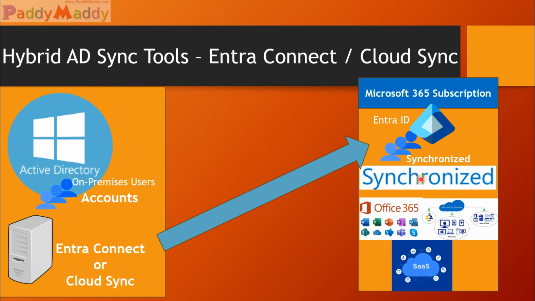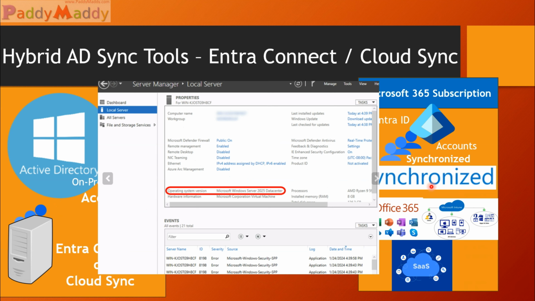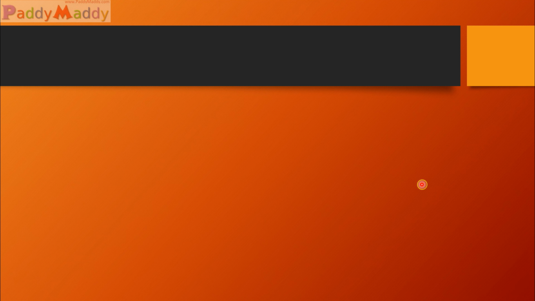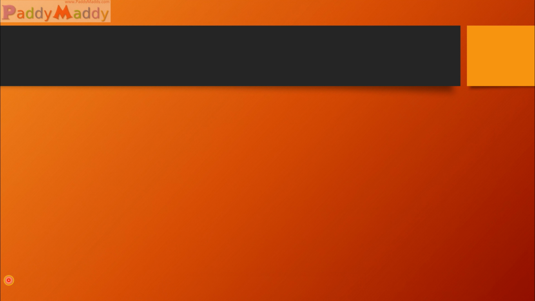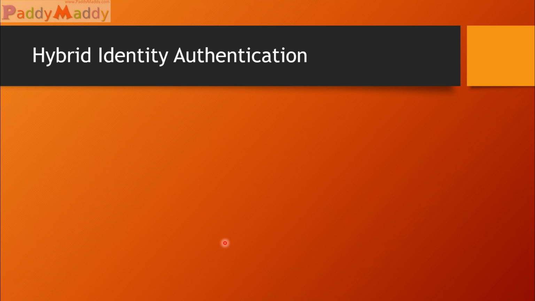These user accounts only flow from ADDS to the Microsoft Entra ID tenant. Accounts created in Microsoft Entra do not get synchronized with ADDS. With hybrid identity, you must maintain user accounts in your ADDS using ADDS tools such as the Active Directory Administration Center or Microsoft PowerShell. Let's have a look at hybrid identity authentication.